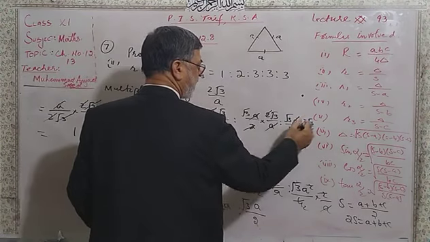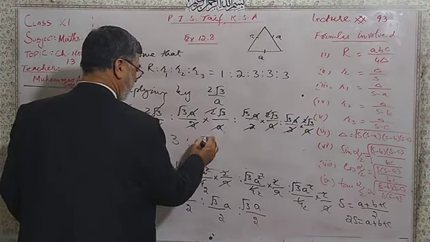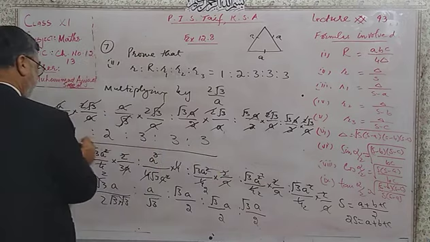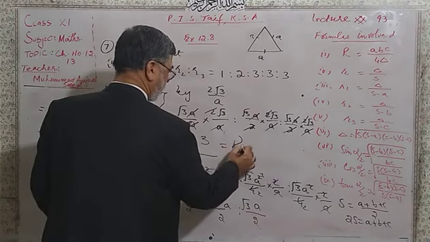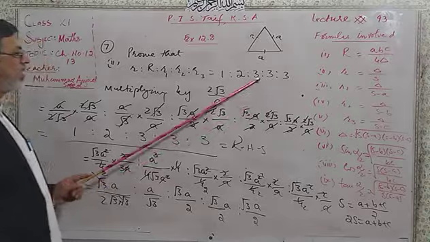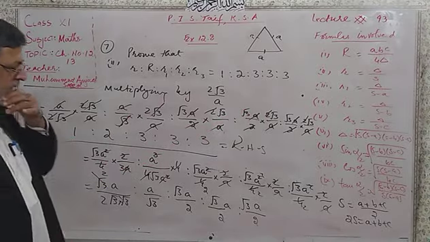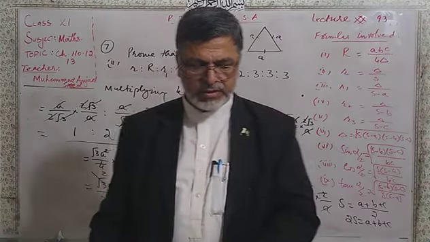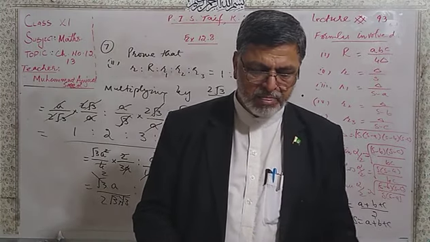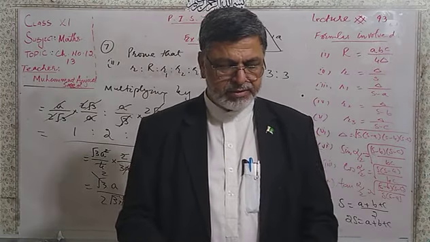Then we have A cancelled out, 2 cancelled out, root 3 and root 3 is 3. That is your right hand side. You can check that one: 1 ratio 2 ratio 3 ratio 3 ratio 3. So dear students, that was your question number 7 part 2.